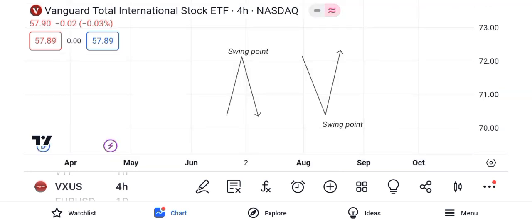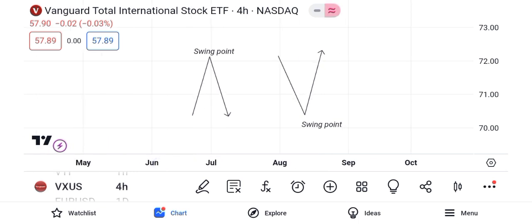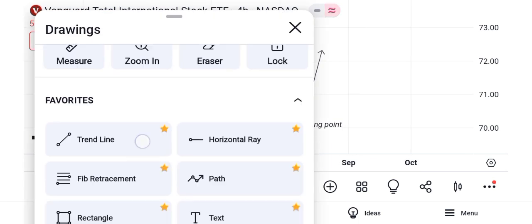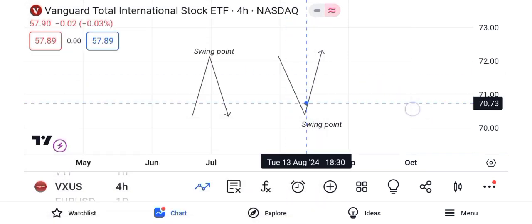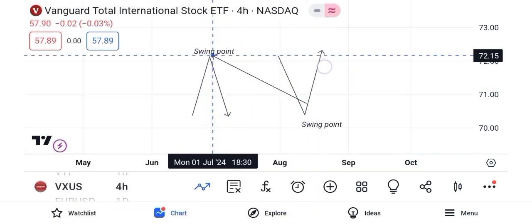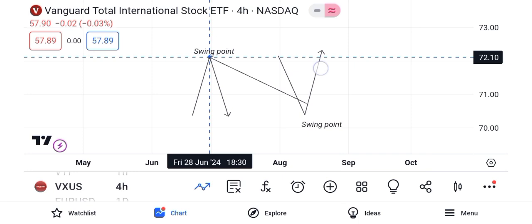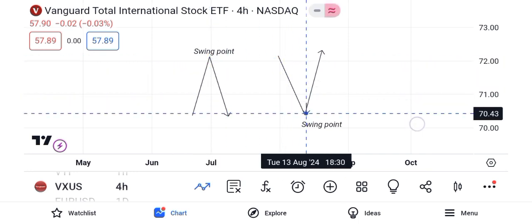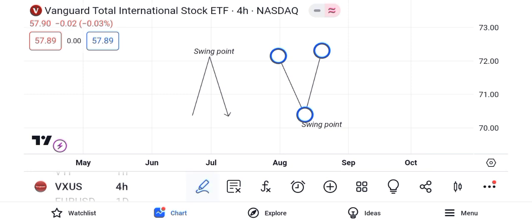When we talk about swing points, swing points are turning points. In this scenario, you see that I've drawn what a swing point looks like. These are the points noted as swing points. This tip here is known as a swing point, and this particular tip here also is a swing point.